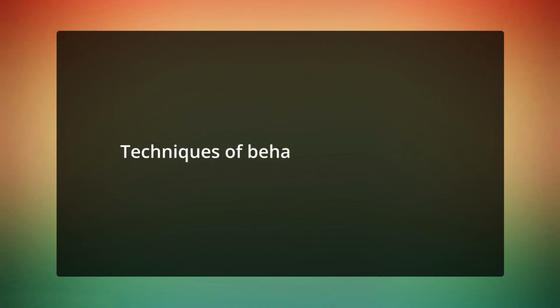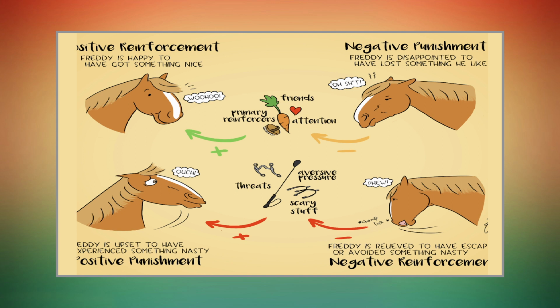Now, let us discuss the techniques of behavior modification. First technique is positive reinforcement and positive punishment. Positive and negative are like mathematical symbols in psychology. Taking something away is negative while adding something is positive. Positive reinforcement involves the addition of a stimulus that supports positive behavior. For instance, you could reward a pupil for good behavior by giving them a trophy for passing their test.